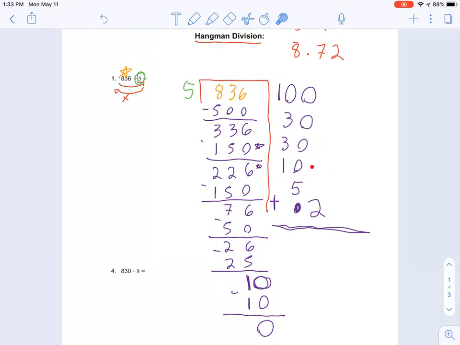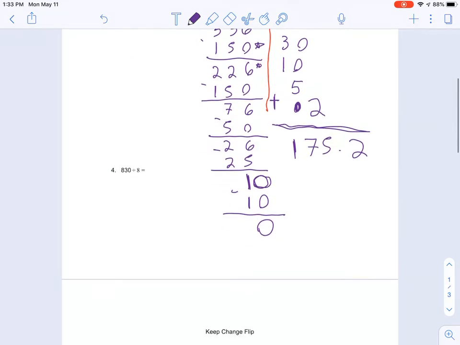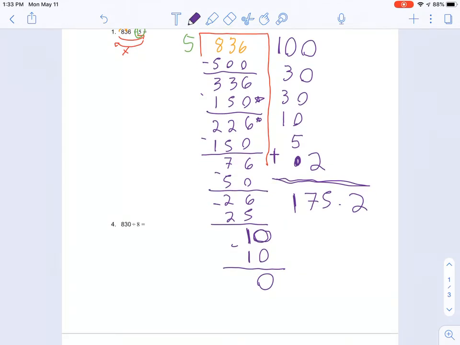160, plus 10 is 170, plus 5 is 175, and plus 0.2 equals our answer, 175.2. So that's going to be our answer there. Okay, any questions about that?